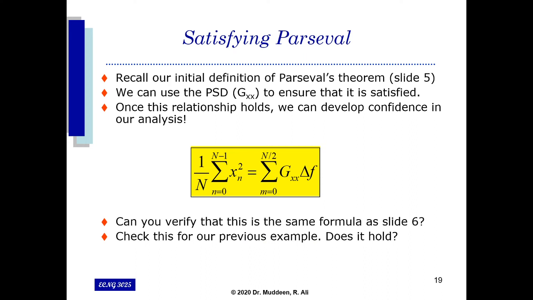Basically, for the power spectral density, we make sure that this relationship holds in the yellow block, such that 1 over N times the summation of all x[n] squared is the same as the summation over m equals 0 to N/2 of Gxx times delta f. Once the relationship remains the same, Parseval's theorem holds true.